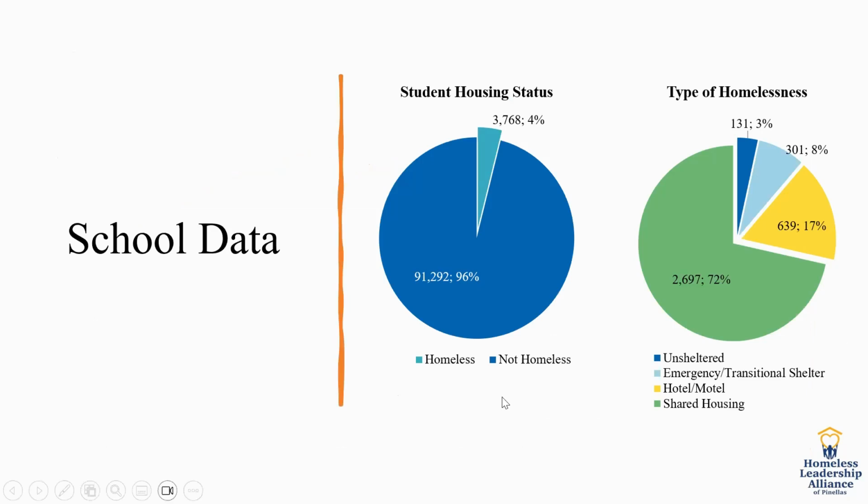The school data is, I think, interesting, and a hard truth that we need to discuss. Approximately 4% of the student body were identified as homeless. The type of homelessness is slightly different than the HUD definition, but nonetheless similar. Most students were identified as homeless with the shared housing status. Next slide.